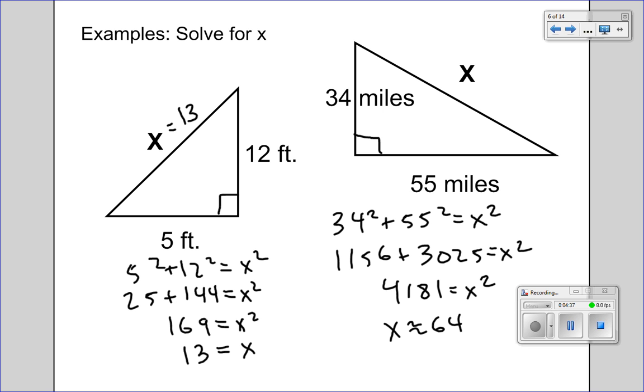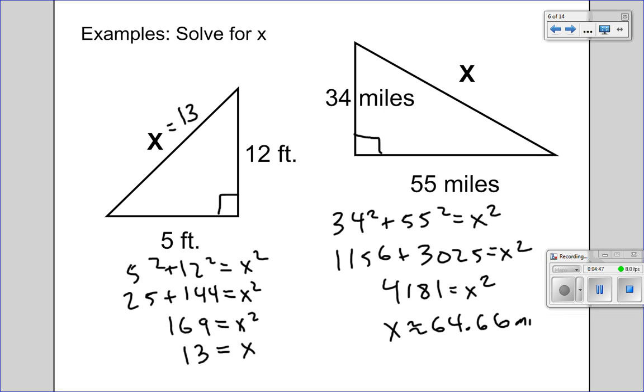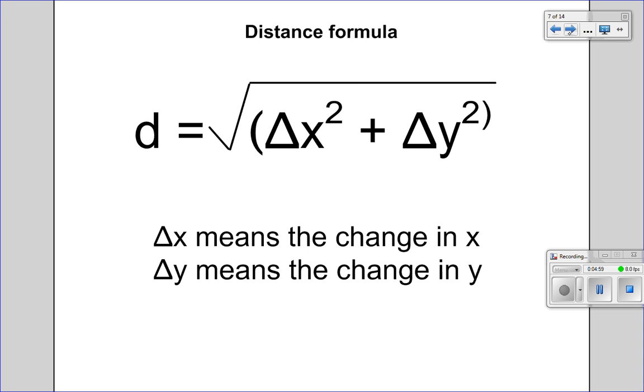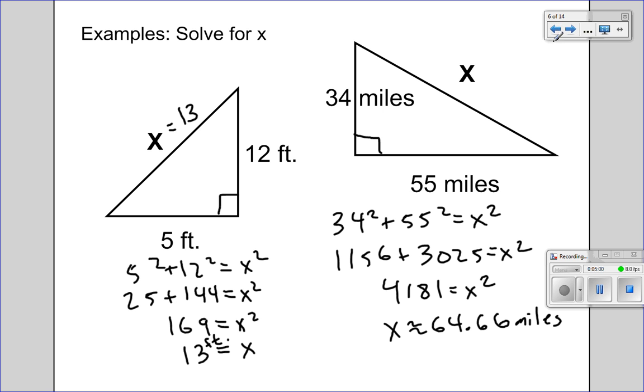64 points. Let's see, square root of 4181, 64.66 miles in this case. On the other one, I really should have kept feet. So the Pythagorean theorem could be very useful in figuring out the distance between 2 points. Okay, so at this point, I'm going to stop the video so you can take that, and we'll start up and we'll formalize the actual distance theorem.